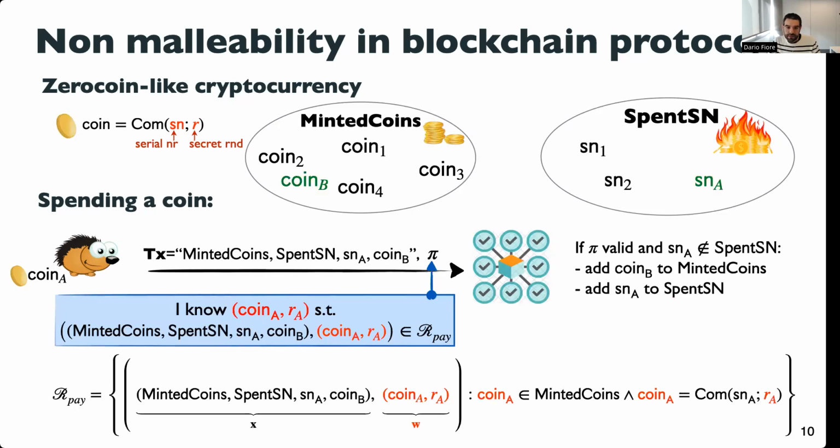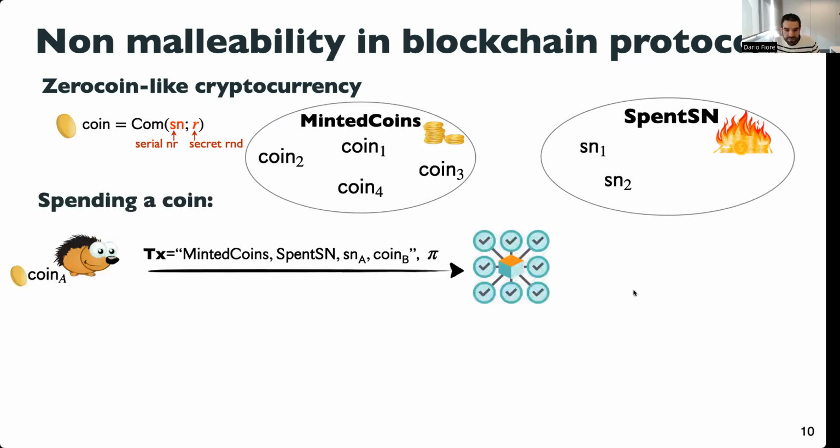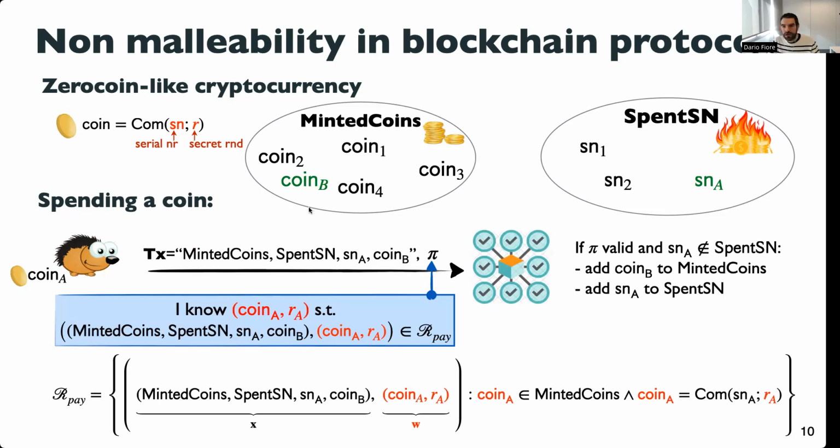Now, what the validators will check is that the proof is valid, so that these conditions hold. So this coin is in the set of minted coins, and it's a coin with this serial number. And then they will additionally check that the serial number has not been already spent. Okay, so if this happens, what they do is to progress. So the state of the blockchain changes by adding coin B to the set of minted coins. And then the serial number A now is a burned serial number, and it gets into this set.